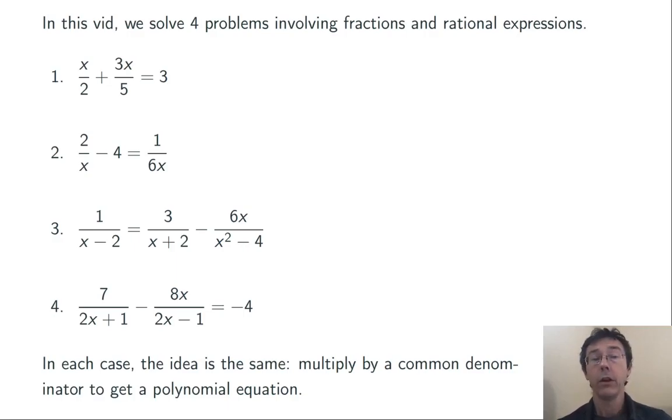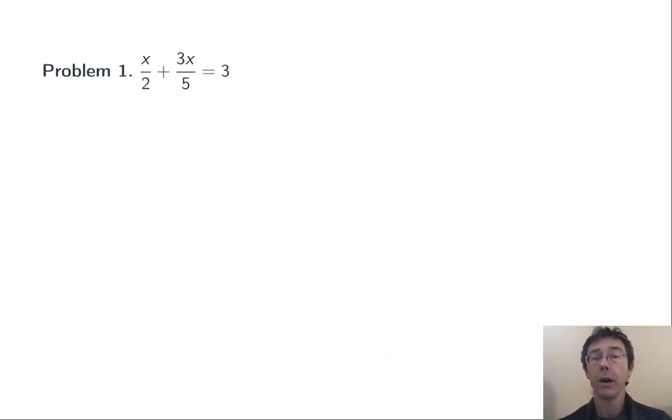In every case, we're going to find a common denominator and multiply the entire equation by that common denominator. This will clear out the denominators and leave us with just a polynomial equation that'll be much easier to solve. I think problem 1, which is the easiest of the 4, really illustrates this idea.